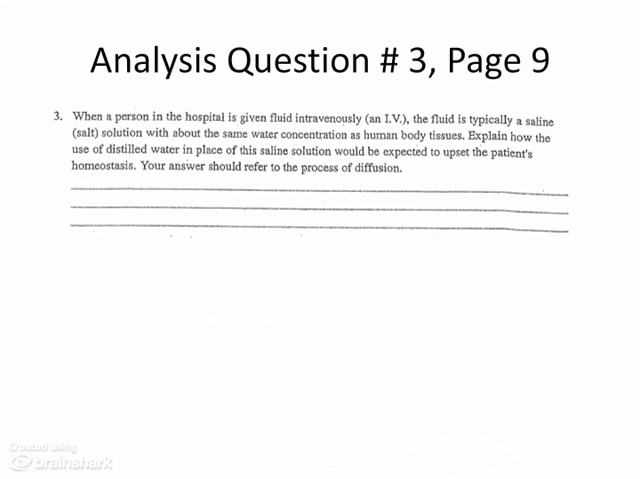So whenever IVs are given to people, we take careful care in making sure that that's an isotonic solution. But here in this question, instead of giving people the isotonic saline solution, we're going to switch that out with distilled water. So what's going to happen to this person? Well, is distilled water going to be hypo or hypertonic? What does that mean as far as concentration gradient? Where is there going to be a higher concentration of water? Inside of the cell or outside of the cell?